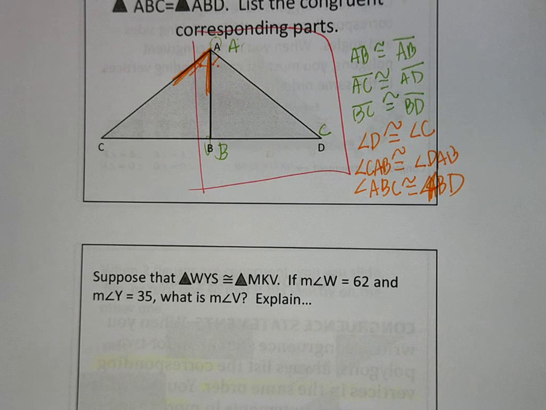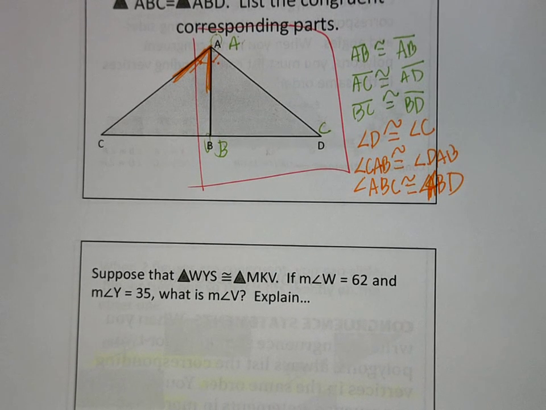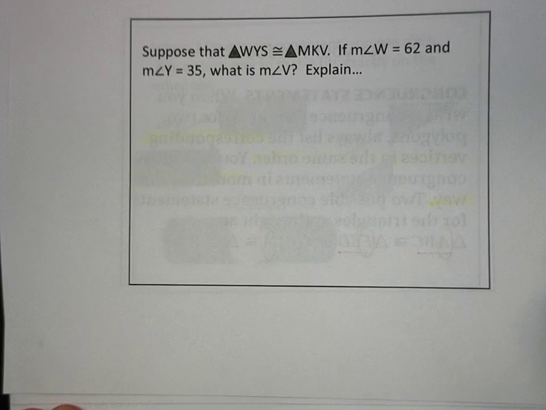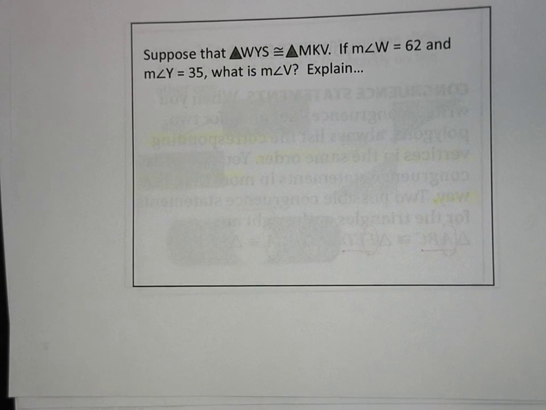Okay, moving on. We're skipping down to the bottom of page 122. And it says, suppose that triangle WYS is congruent to triangle MKV. If measure of angle W is 62 and measure of angle Y is 35, what is the measure of angle V? Okay, think about this. What would be your first thing that you should probably do when trying to solve this problem? Okay, what do you think, Caleb?